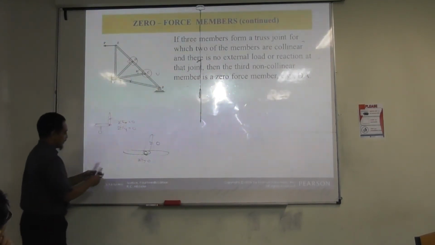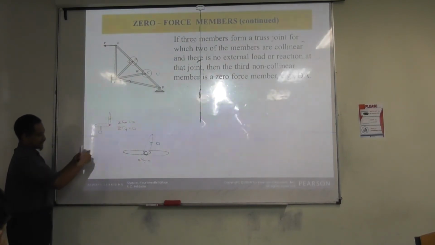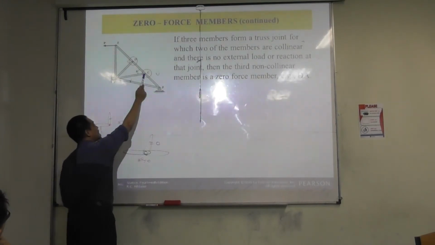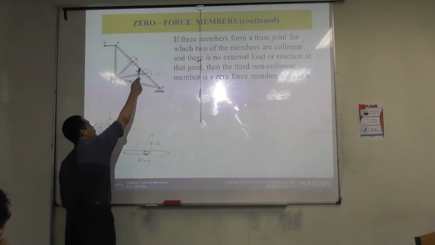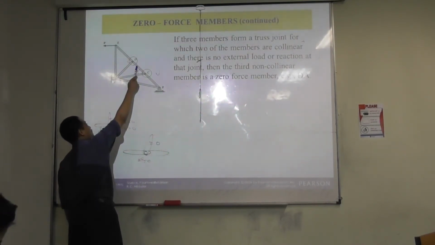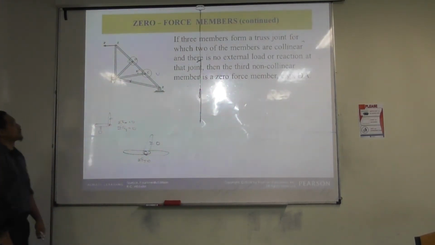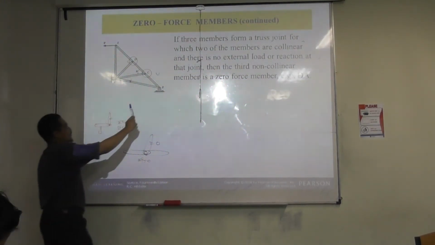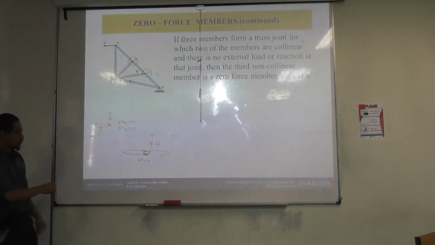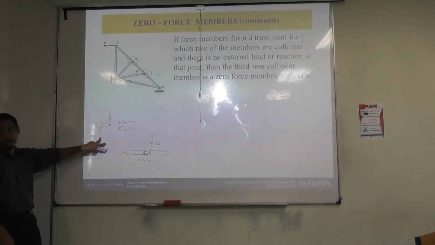But this is where, when it's in this axis, it's easily seen. But when you see it like this, at a joint with 3 non-collinear members, 2 collinear, the third one is 0. Similarly here, 2 collinear, the third one is 0. But if you have any external force, you can no longer apply this. So these are the 2 inspections that you can do before you start your calculation. Any question? Is it understood?